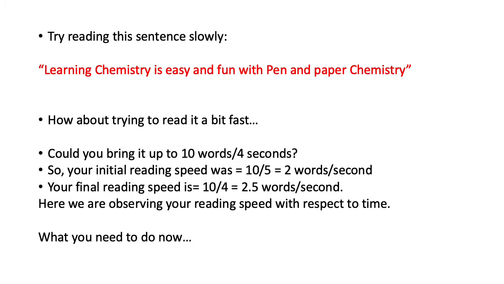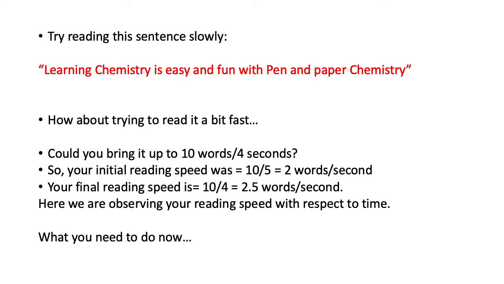In how much time are you able to read this sentence first when you're reading it fast and then when you're reading it slow? For me, approximately, I read this sentence in 5 seconds in the first go, and in the second go, I could do it in 4 seconds. How about you? So what we are actually doing here is measuring our reading speed with respect to time.